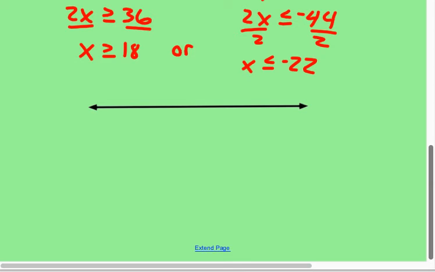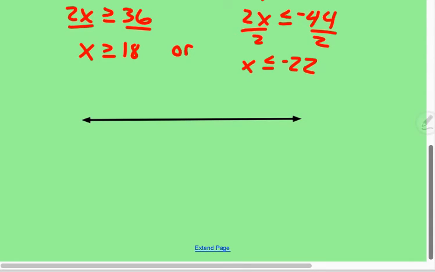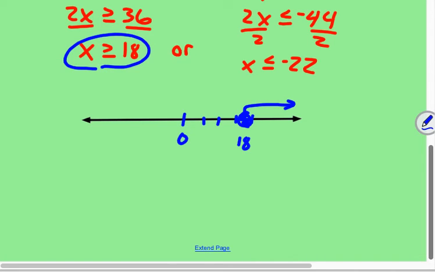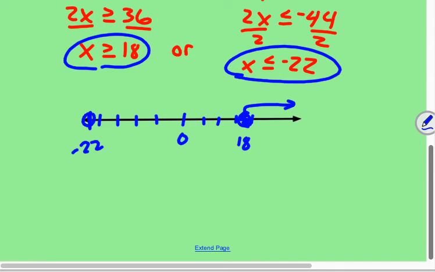And graphing this, okay, they're bigger numbers, so I'm just going to do this. We'll say, here's 0. 5, 10, 15, 20, 18 is roughly right here. Now it's greater than or equal to 18, so I'm going to circle that 18 and color it in. Greater than or equal to, I'm going to the right. Negative 5, 10, 15, 20, so negative 22 would be right about here. It's less than or equal to negative 22. So smaller than that, less than that, it would be going to the left.